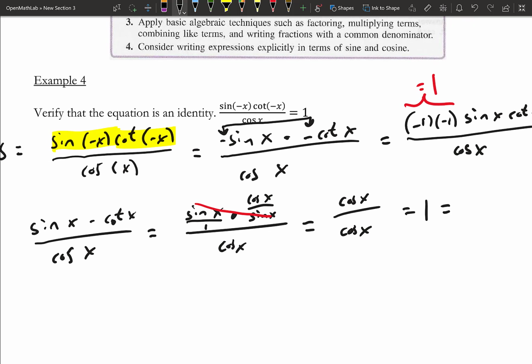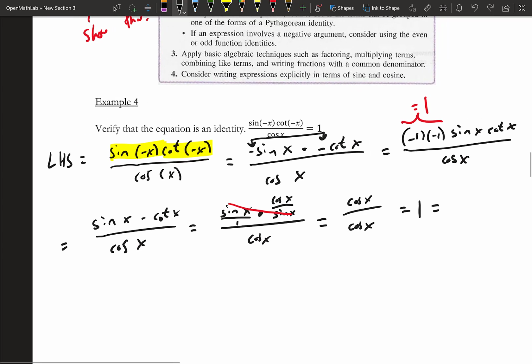So in other words, this is going to equal the right-hand side. We've shown that the left-hand side equals the right-hand side. So in other words, it checks out. We verified the identity. So when you verify an identity, that's what we're doing: we start with one side and show it's equal to the other side.